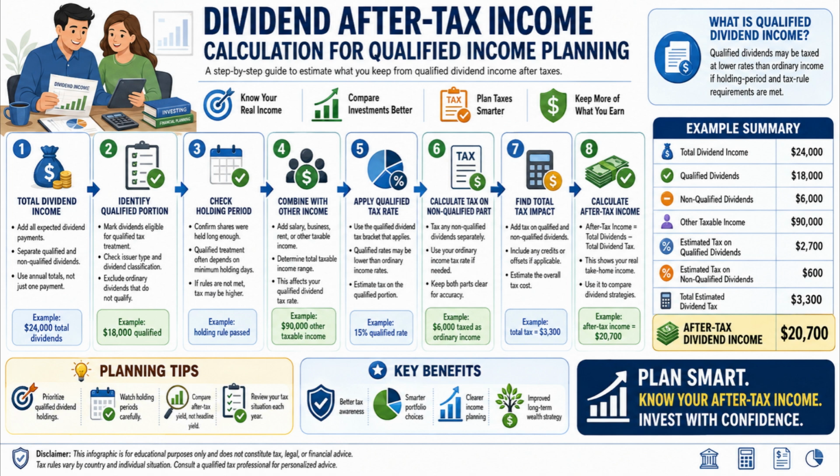Next, identify the qualified portion. Review your dividend statements, check issuer classification, and mark which dividends are eligible for qualified tax rates. For example, if $18,000 out of the total dividend income qualifies, then that amount may be taxed at the qualified dividend rate, while the remaining $6,000 may be treated differently.